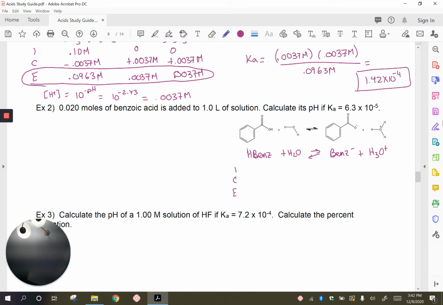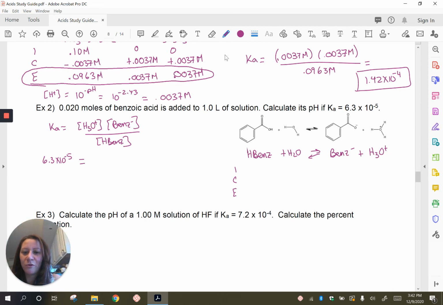I'm going to write my Ka expression first. It is going to be the concentration of the H3O plus or H plus times the benzoate ion concentration over the H-benz concentration. Okay, and what am I given? I'm given the Ka, 6.3 times 10 to the negative fifth. I don't have any of the other ones, so let's see what other information I'm given. I'm given that this is 0.02 moles in a liter, so initially this is 0.02 molar. I don't care about water, it's a liquid. Doesn't affect equilibrium. This is 0 and 0 to start with.